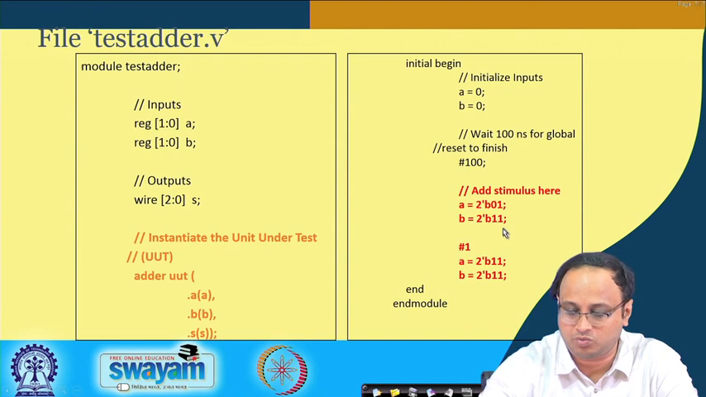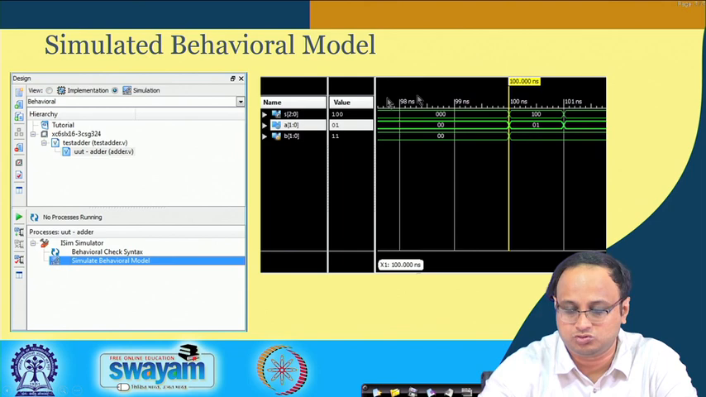Now this adder will give you the corresponding output, and you can verify whether your adder is correct or not. Usually what you do initially is a simulation, which is called a behavioral simulation, and gradually as you go down the design cycle you do more and more accurate simulations.